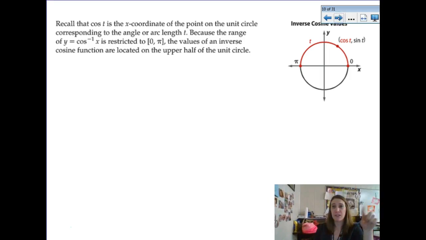But if you haven't already marked up your circle, remember we marked up arccosine being defined between 0 and pi. So when I go to answer these questions about inverse cosine or arccosine, I'm only allowed to look on the unit circle between 0 and pi. So keep that in mind.